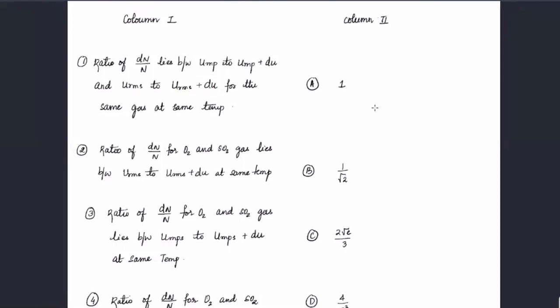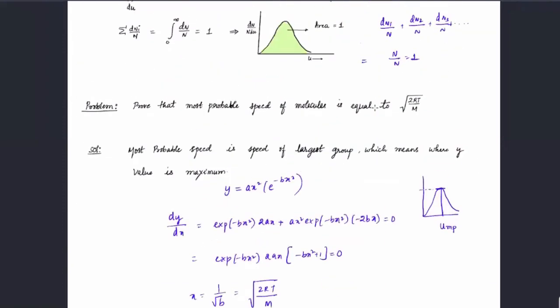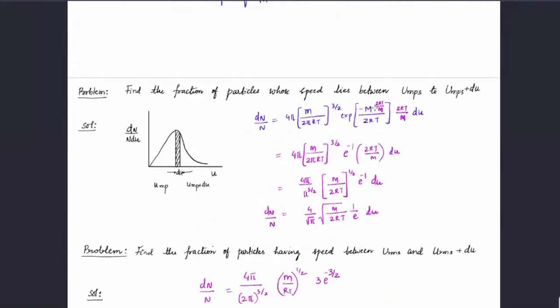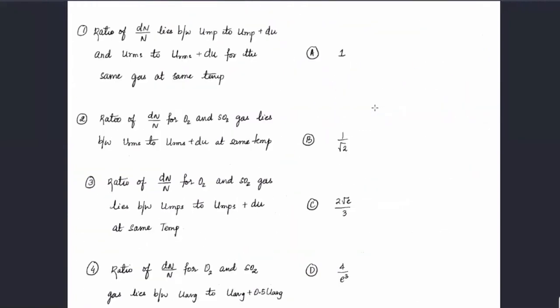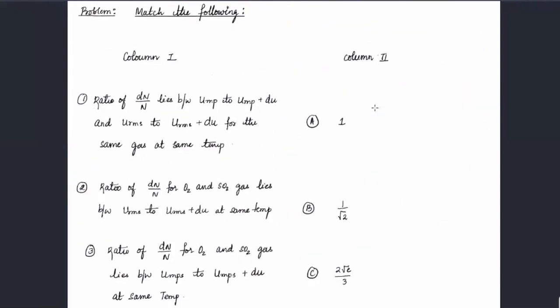So first two questions which we have worked out, you have to take the ratio of those two. These two, this one and this one, the ratio of both. This was the first part of the match the column. Second, ratio of dN by N of oxygen and sulfur dioxide gas lies between URMS to URMS plus dU. So URMS once apply for oxygen, which means molar mass, write it as 32. Second time write molar mass as 64. Then check out the ratio between those two.